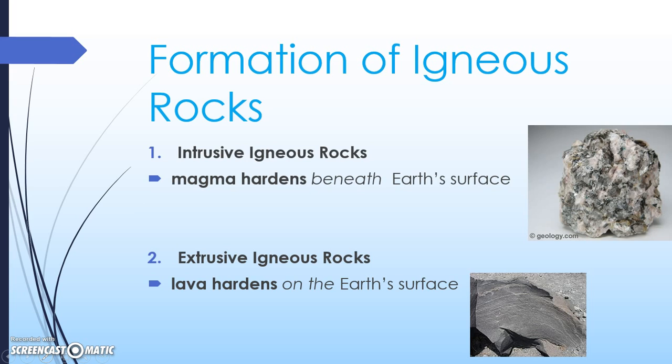Now remember, the difference between magma and lava is where it is. So lava is after it has come out of the Earth. That's when it's on the Earth's exterior. And magma is when it is still inside the Earth. Both are molten rock, but they have a different name based on where they're located.